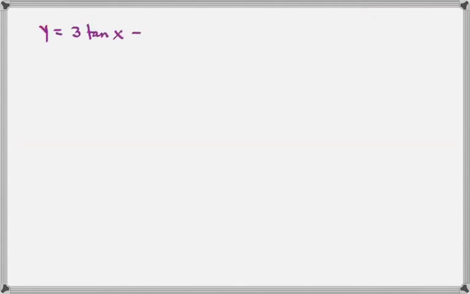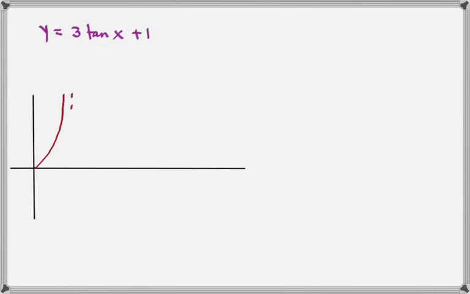Y is equals to 3 tangent x plus 1. Wait a second, let's see. This blue line, this blue bar, should I label it 1 and then label it 3? Or should I just directly label it 3? I think the second option is better. This is 3, this is minus 3, this corresponds to 45 and 135. Plus 1. Shift the graph up by 1 unit, and that's how the graph is drawn.